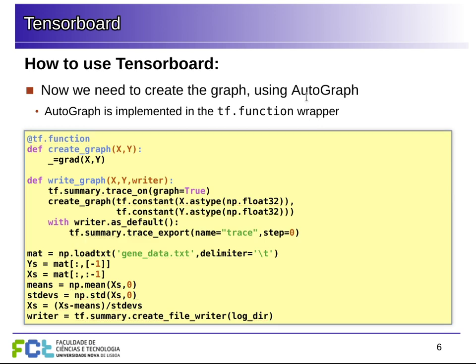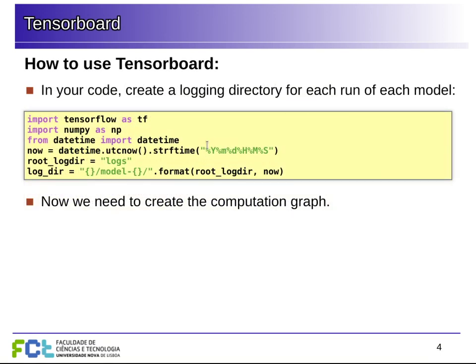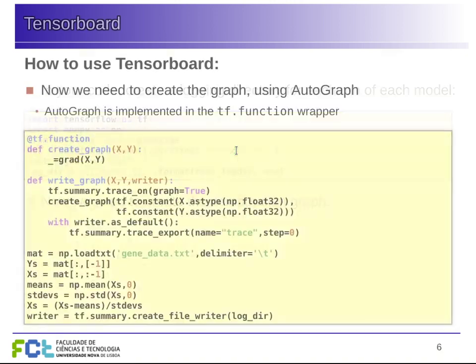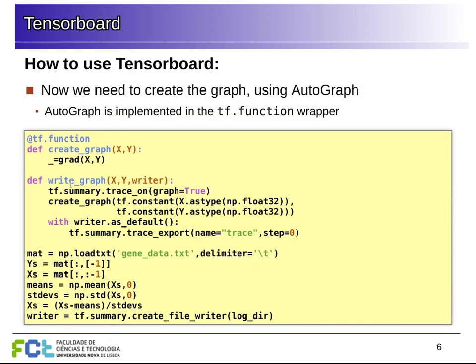Remember that this folder logdir is generated based on the timestamp, so it's always different when you run your code, and it will be stored in a different place. Then we send this writer to the write graph function here. I forgot to put the additional line, but we just call this function with x and y so it's able to call everything else.